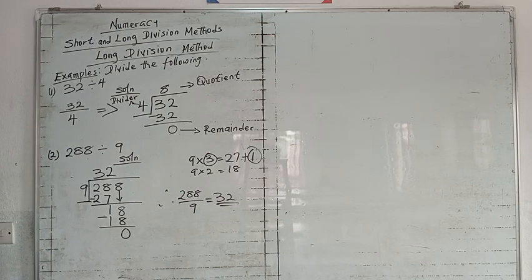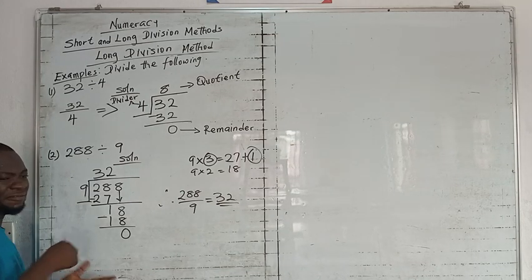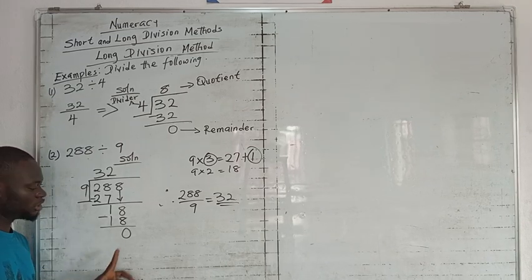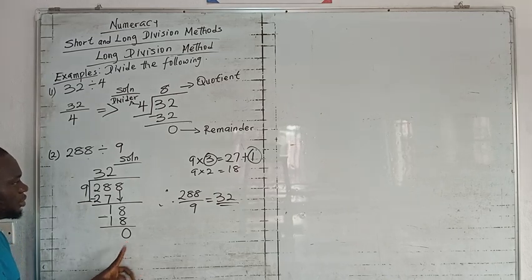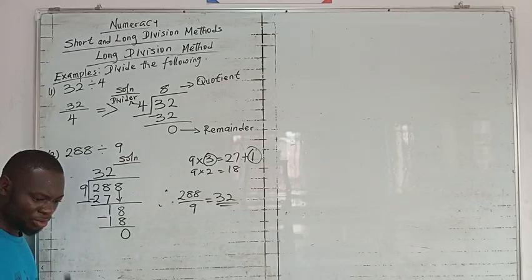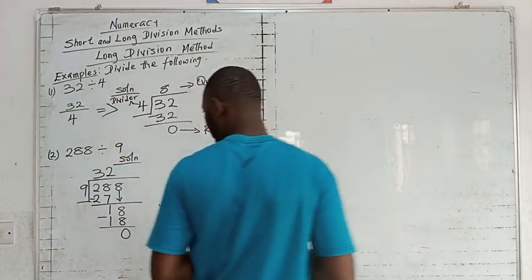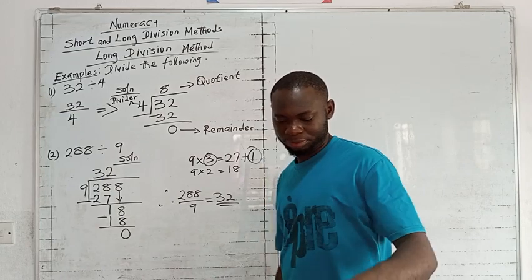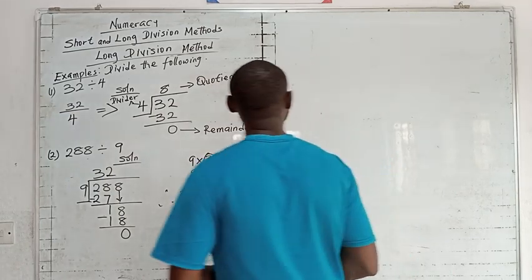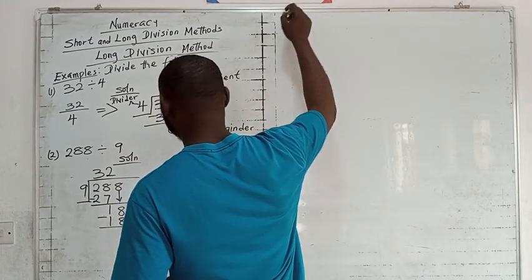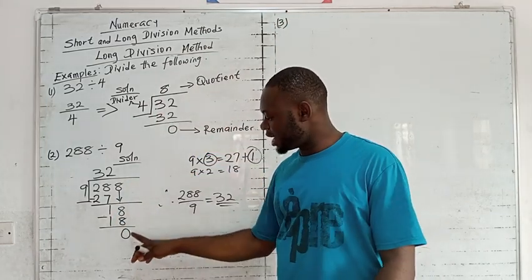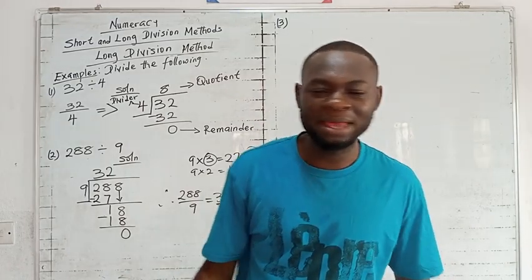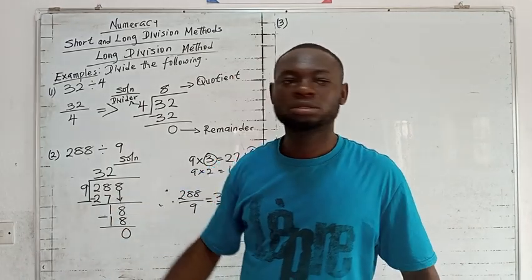Are you seeing it? So the idea here is that we divide, multiply, subtract till we get the remainder 0. Okay? Till we get the remainder 0. Let's solve another example. Number 3. Remember, the idea is to get to remainder 0 or a remainder that is less than the divisor.